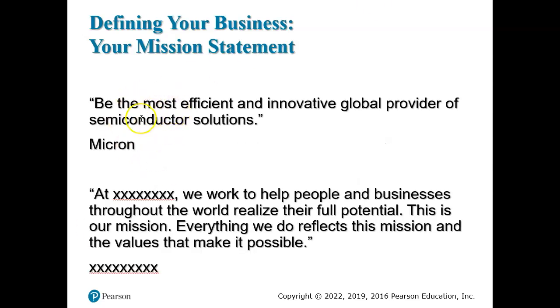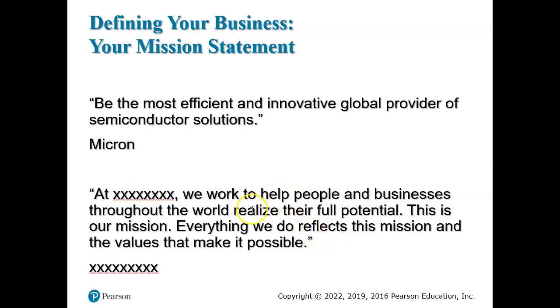So here's some other ones. One of them is from Micron, who makes microprocessors. Be the most efficient and innovative global provider of semiconductor solutions. And it kind of says the value that they're bringing, what they're going to be good at, and they're saying global because they honestly sell internationally everywhere. And I'm giving this next one because I find it interesting. I asked the class who they think this is. That's why I put those X's in there.